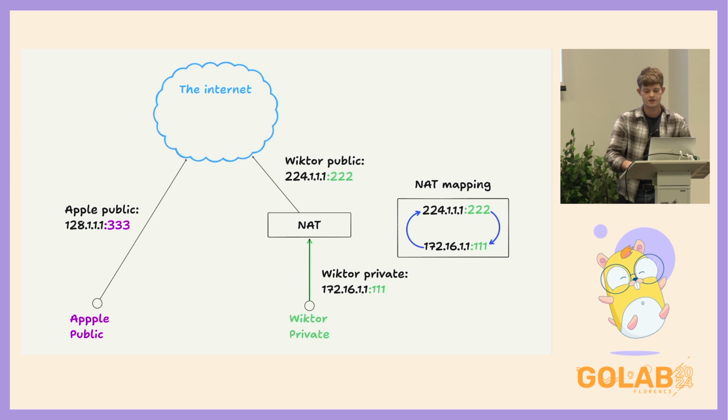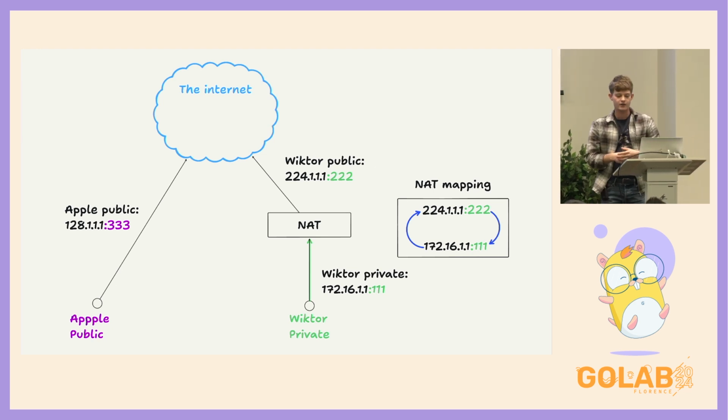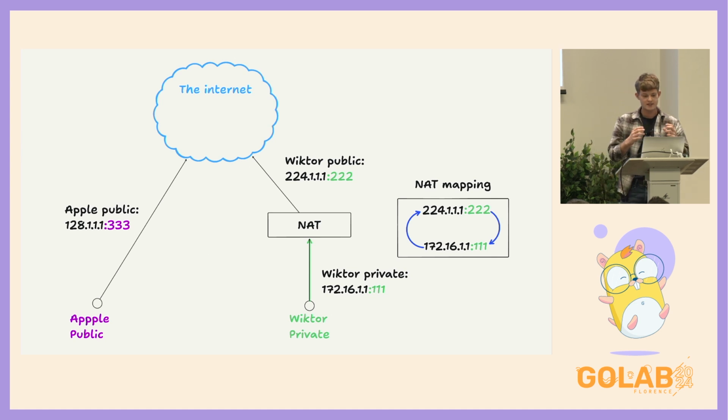And what that does is it provisions a public port on Wiktor's public address, and creates a mapping. This mapping will become important later. And this mapping allows the Apple server to send back a reply. The Apple server sends back a reply to Wiktor's public IP with the following port, and then NAT knows to route it to Wiktor's private IP address.